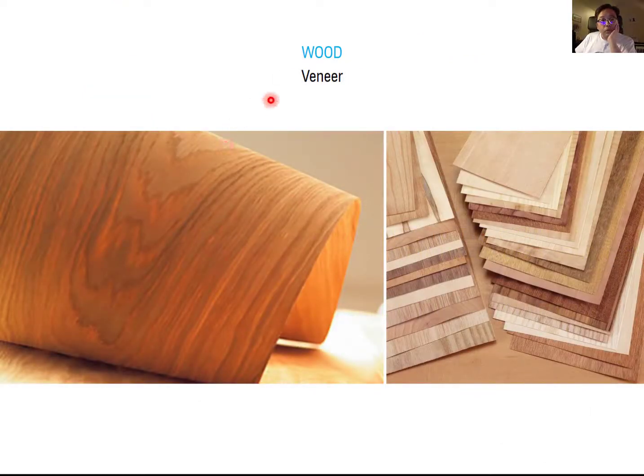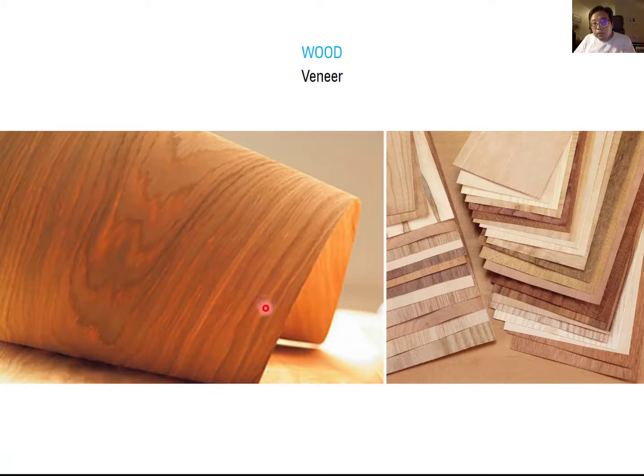So now we talk about the veneer. What is veneer timber? Veneer wood is a layer of wood. You see that it's a very thin layer of wood. It is made by slicing or peeling from the lumber. It covers any surface.